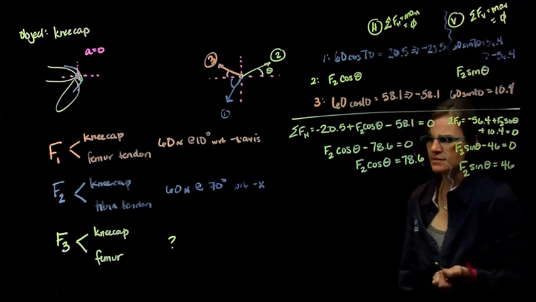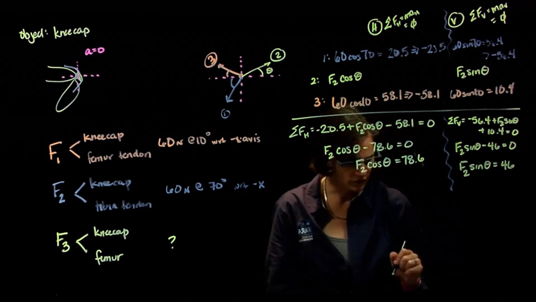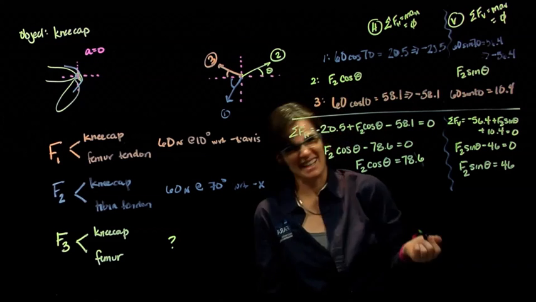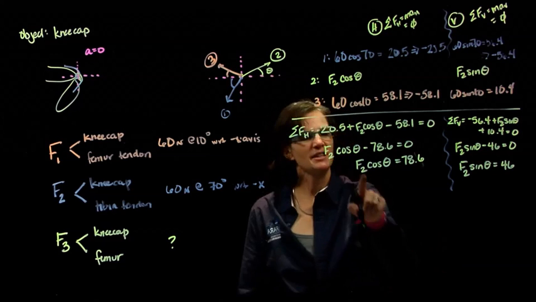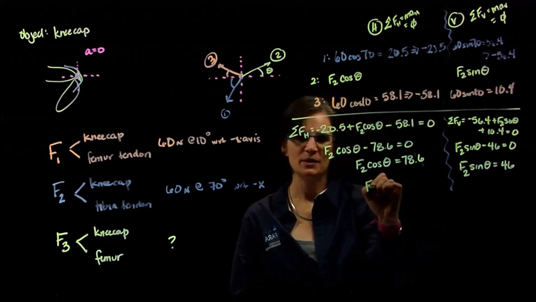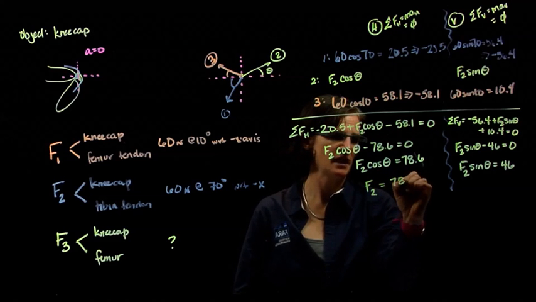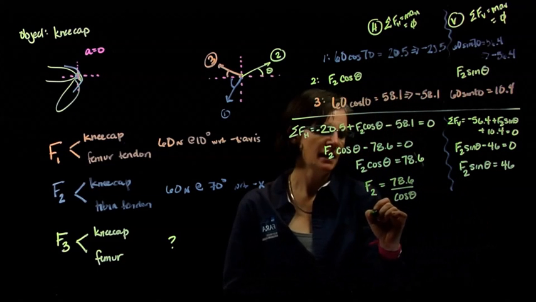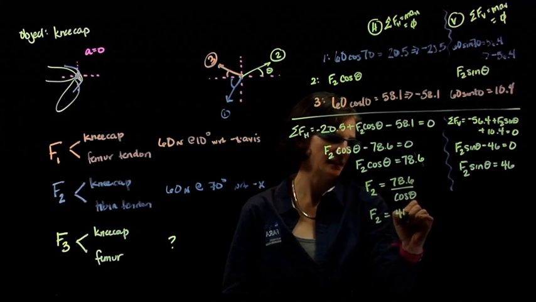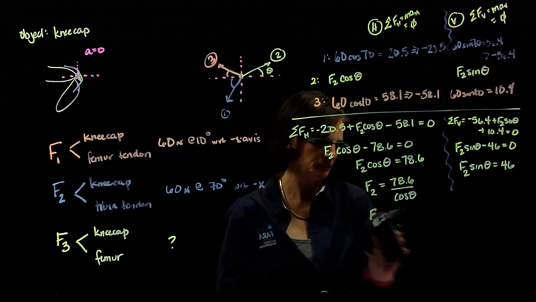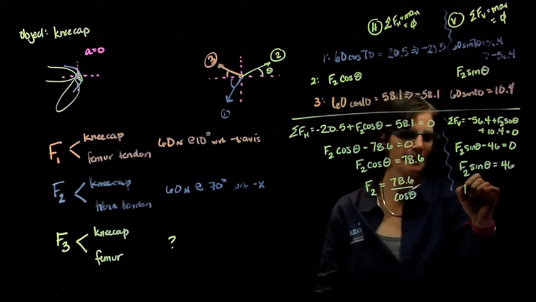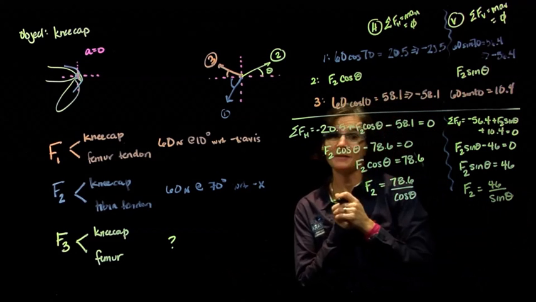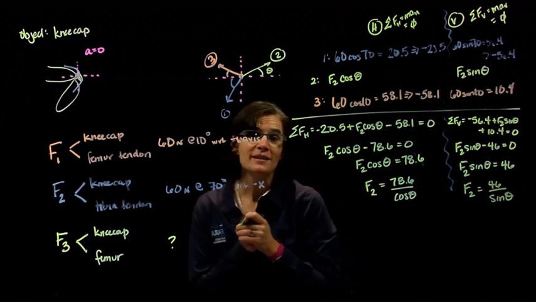All right, now how then do I solve for this particular problem? Well, I'm going to have to use a little trigonometry. So I can solve both sides for F2. F2 is equal to 78.6 divided by the cosine of theta. And F2 is also equal to 46 divided by the sine of theta. So I should be able to set these two equal to each other because they're both force F2.